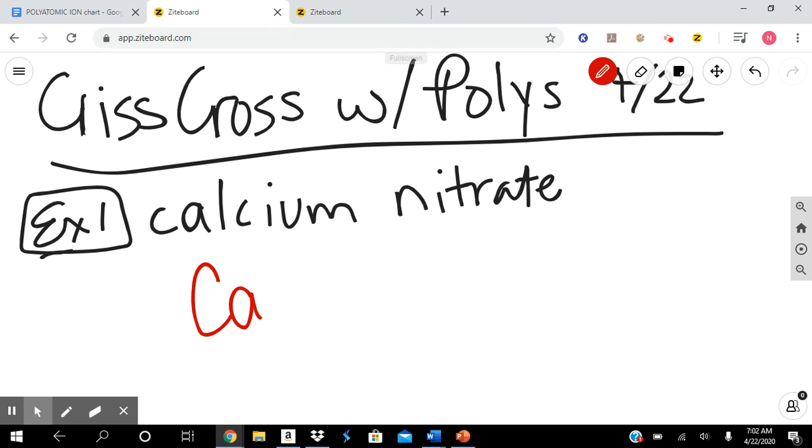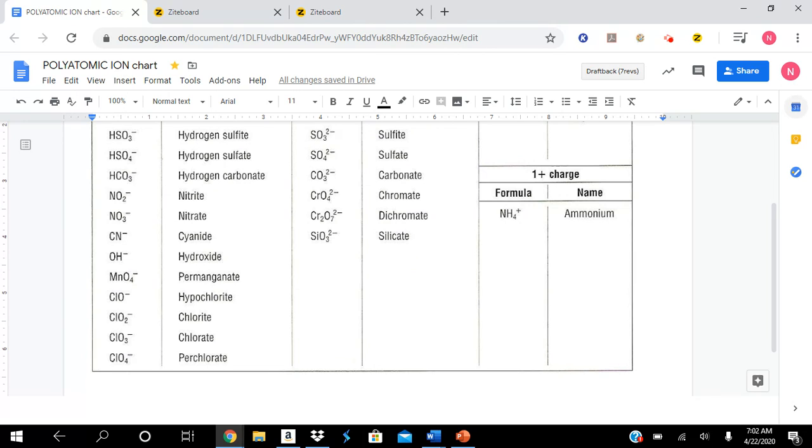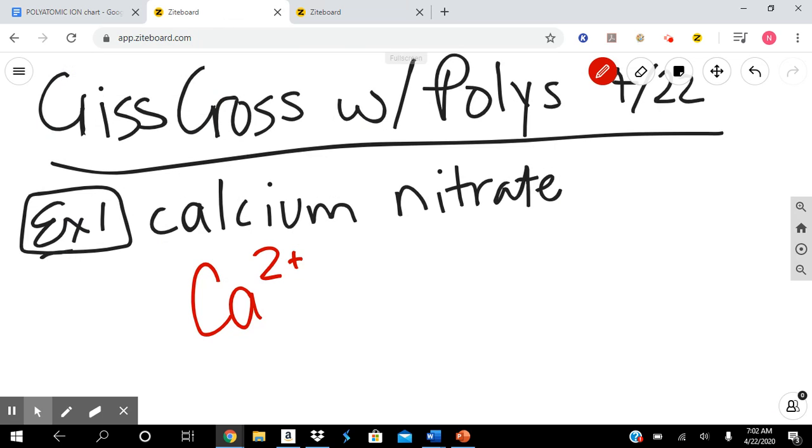Okay, calcium is in group 2, so its charge is 2+. Nitrate, from your polyatomic ion chart, be careful, it's NO3. Make sure you're paying attention to the endings. All right, so it's NO3, and it's in the 1- category. Okay, look at the charges. We have a 2 and a 1. Do they cancel? No. So take a moment, pause the video, and see if you can figure out how to write it.